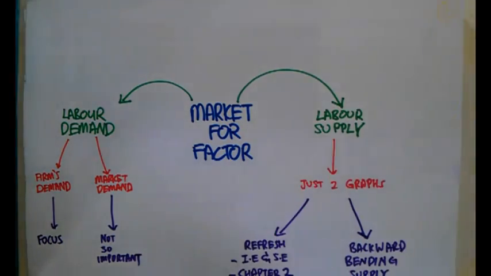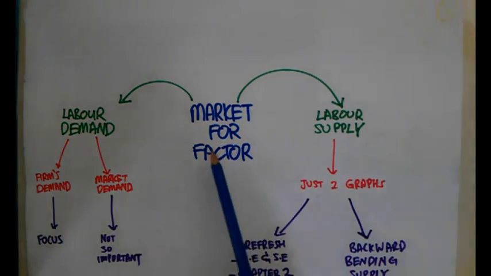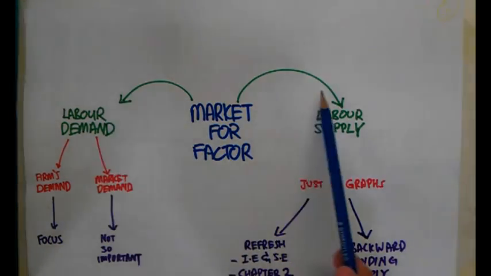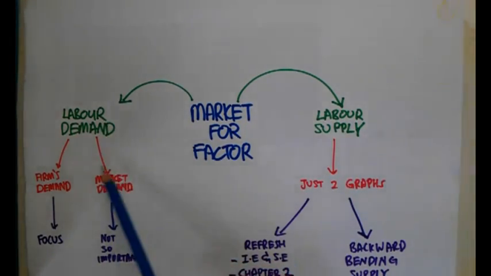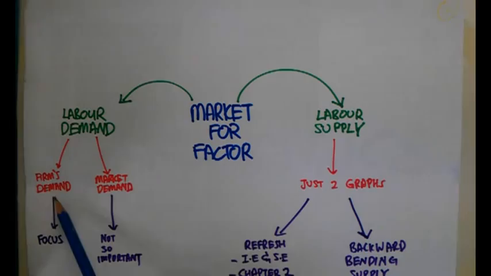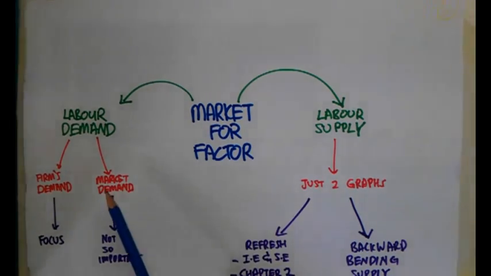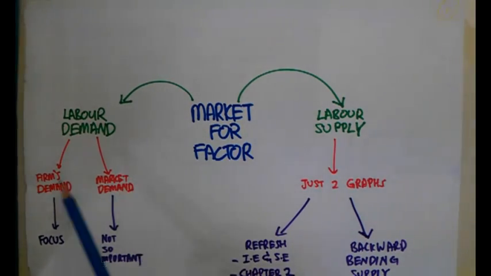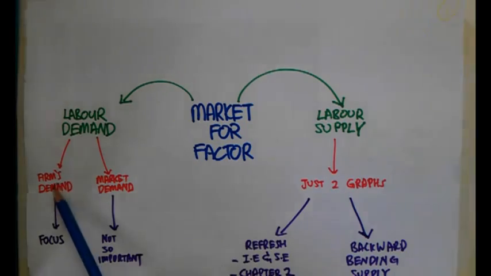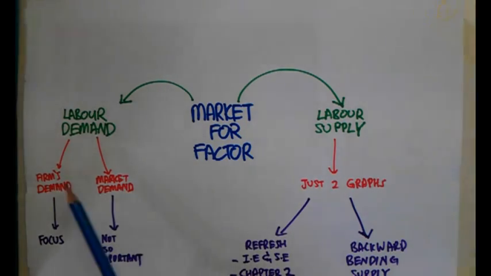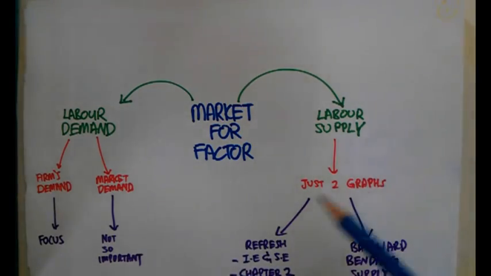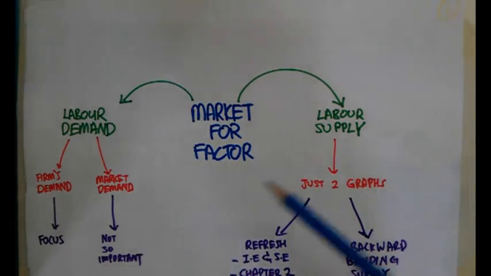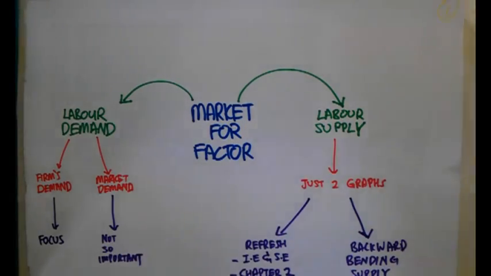Now, market for factors, we'll be focusing on labor demand and labor supply. Let's talk about the labor demand first. The labor demand can be broken down into two, which is made up of the firm's demand and the market demand. So what is the market demand? It's basically a summation of all the firm's demand for labor. But we're not going to be focusing on this. We're only going to be focusing on the firm's demand. So we'll be teaching you how to derive the demand just for one firm. How much labor does one firm demand, and how many are they willing to hire?